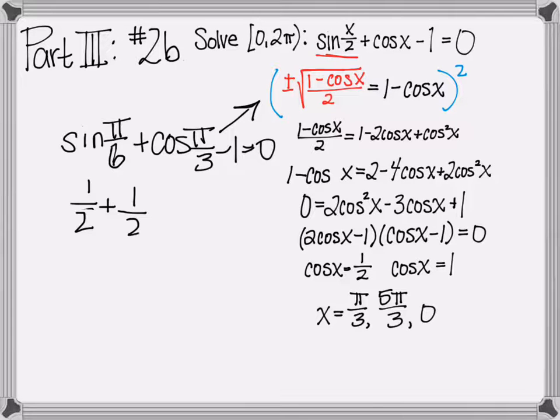Cosine pi over 3 is a half. So that one checks out, we're okay. To check 5 pi over 3, I'm going to do the same thing. Put that back into the original problem.